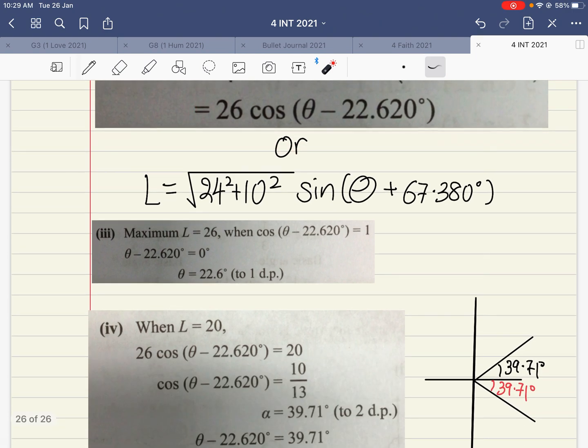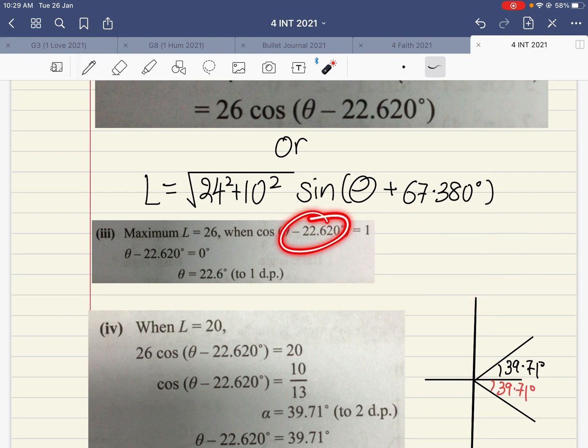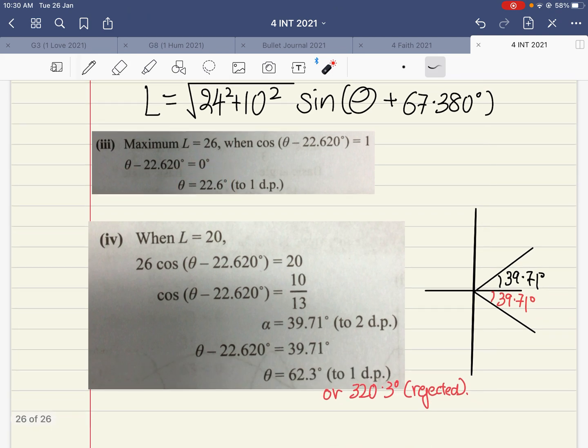So when L equals to 26, so maximum L. Remember for cosine graph, when is the cosine graph at the maximum? When the angle is equals to 0 degrees. Hence, theta minus 22.620 is equals to 0. The theta value here is 22.6 degrees, correct to 1 decimal place.